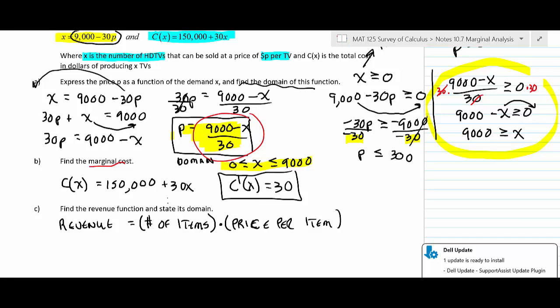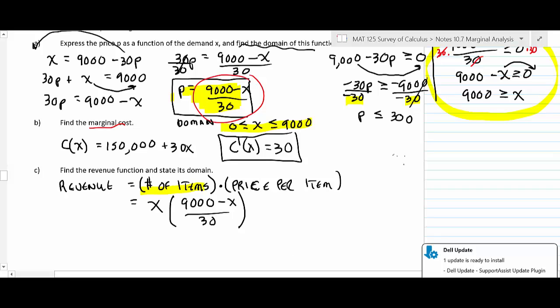So what you're going to have is the number of items is X. That's what that represents. And then the price, well, we have the price right here. So we solved this for P. What I've got highlighted in red here is your price. So that's going to be 9,000 minus x over 30. That's going to give you our revenue function. So what it is, it's just x times p. Number of items you sell is x, p is the price, okay?